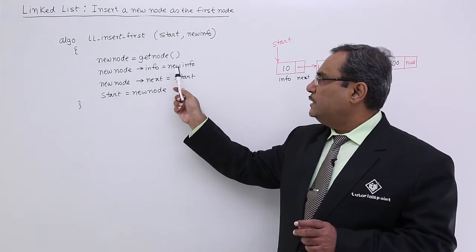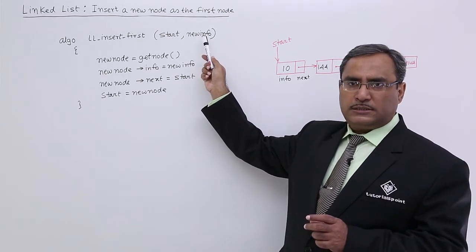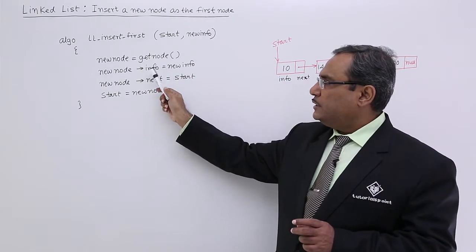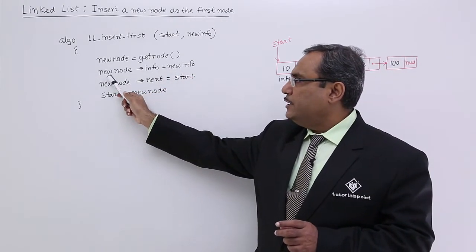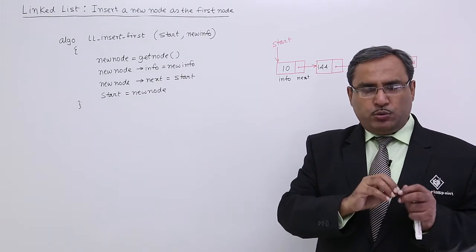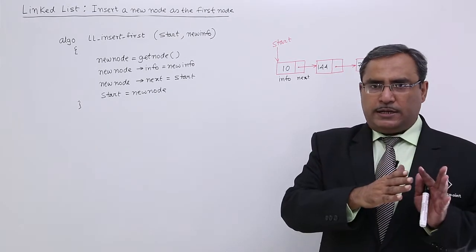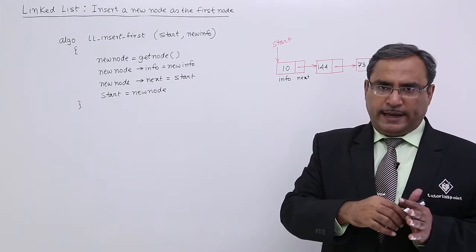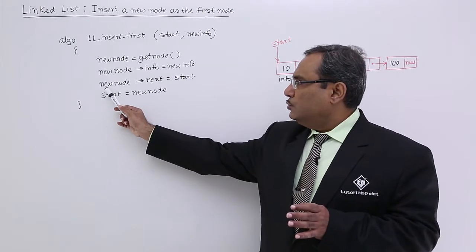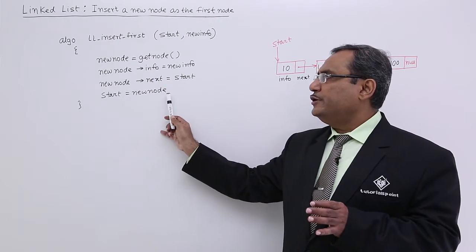New node info is equal to new info. That means the parameter whatever we have passed as a second parameter is going to update this particular new node info. So, the new node info is now ready with the new info, and it is ready to get prepended at the beginning of the existing linked list starting from start. So, new node next is equal to start, and start is equal to new node.